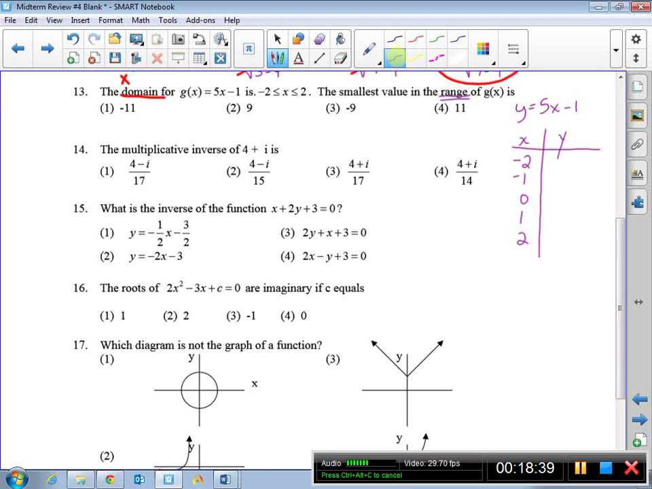So if they're limiting us here, and they want to know about the range, we should do the work of putting all of these in. So I'm going to substitute each of these in and get a value for y. 5 times negative 2 minus 1. 5 times negative 1 minus 1. 5 times 0 minus 1. And this will be 4, putting that in. And 5 times 2 minus 1 will give me 9. Okay, so now that I've got my basic points for the line, it's asking me the smallest value in the range. So the range is our y values, and the smallest value here is negative 11.